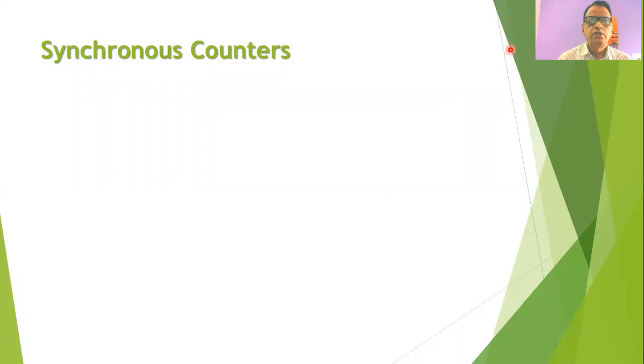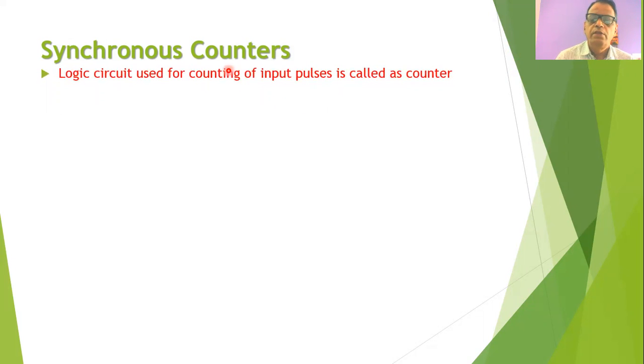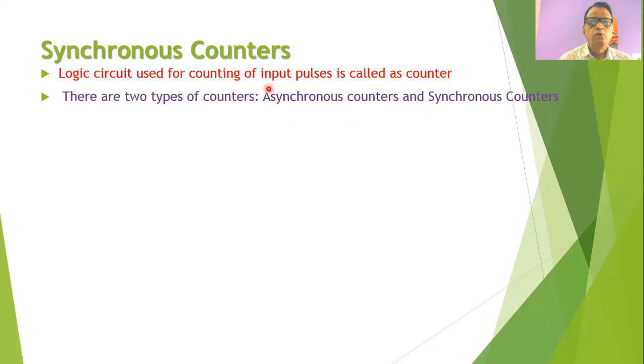So let us start the session with the question: what do we mean by a synchronous counter? Now we know that a counter is a logic circuit that can count the input square pulses. This is a logic circuit that is frequently needed whenever we go for the design of any digital application. We know that there are two types of counters.